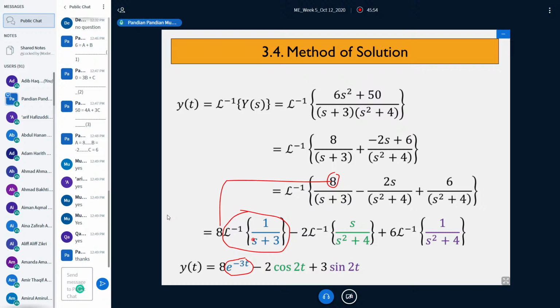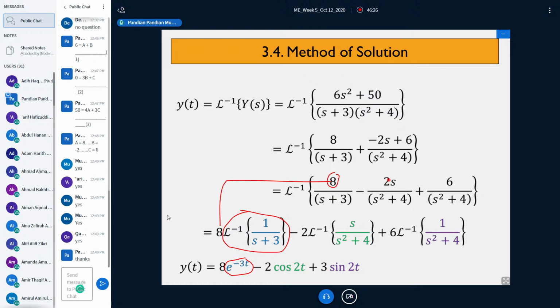So there is no formula for s plus 3. That doesn't mean that you cannot use equation number 3. No, we must fit this 1 over s plus 3 into 1 over s minus a, because the formula is for inverse Laplace of 1 over s minus a. So if you substitute a as minus 3, then this is suitable for equation number 3. So the answer is e power minus 3t. Of course, the 8 is outside.